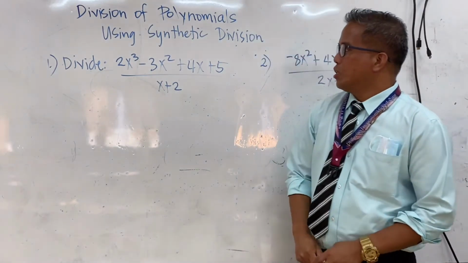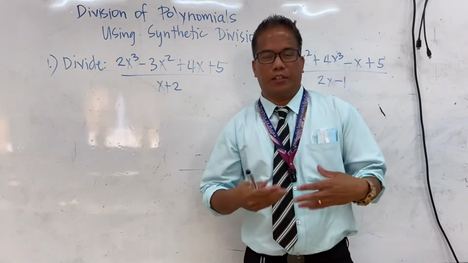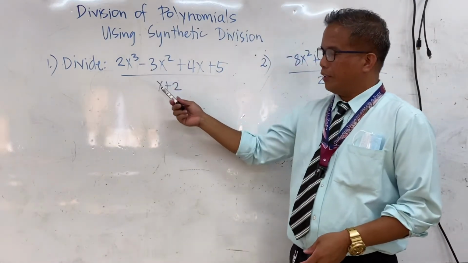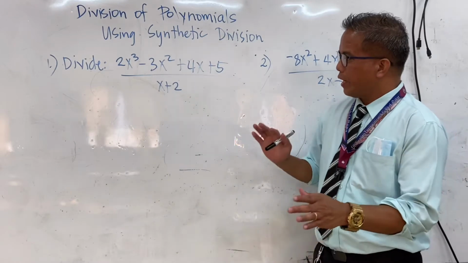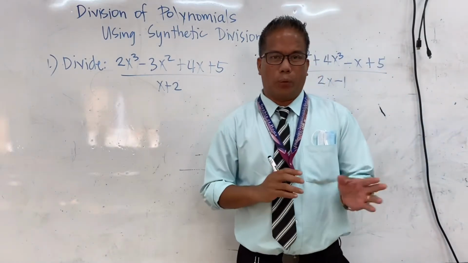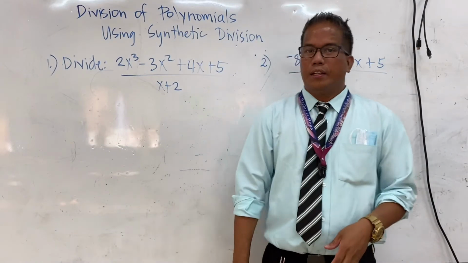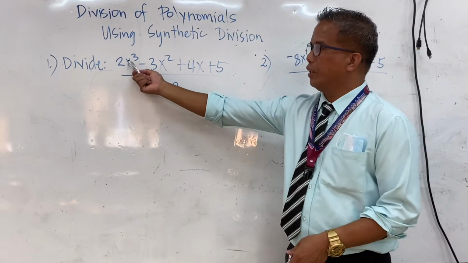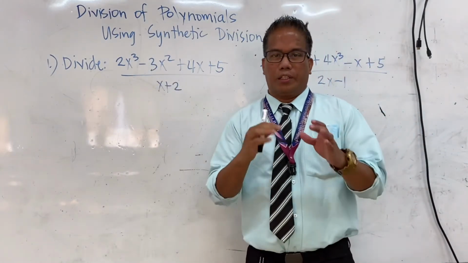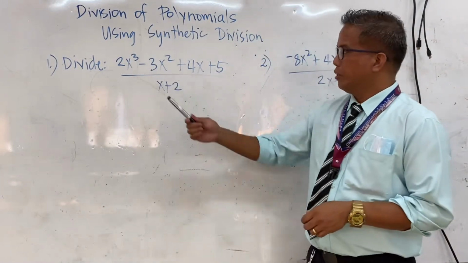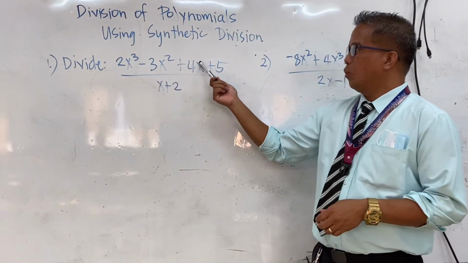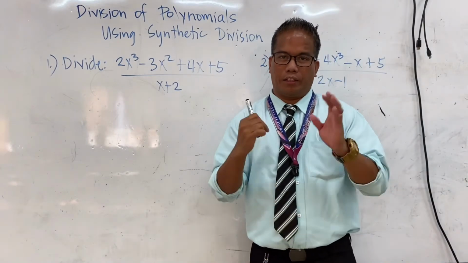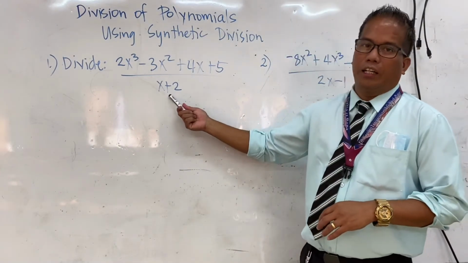As you will see, the question is written in a rational expression. We have the numerator and the denominator. We can write this in a different way. Since we are using synthetic division, first you check whether the exponents are arranged in descending order. We have 3, 2, 1, and constant, meaning the polynomial is written in standard form. The same with the denominator.